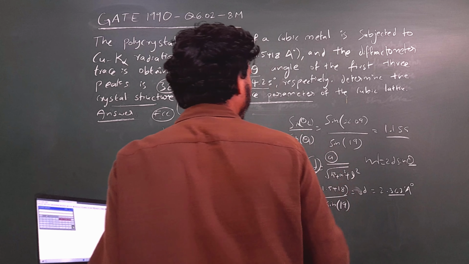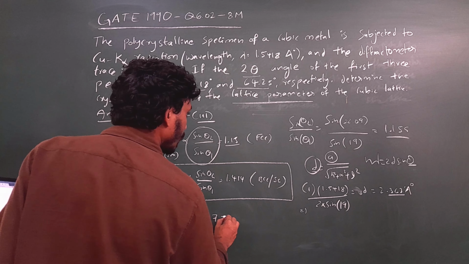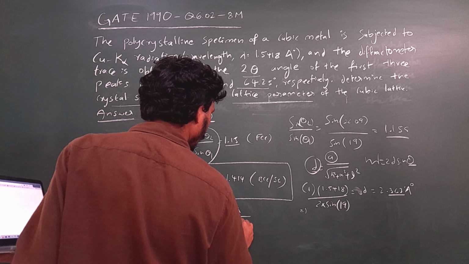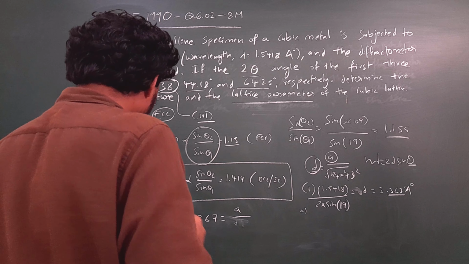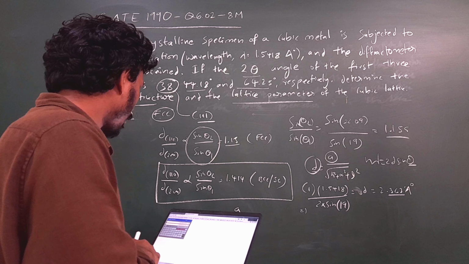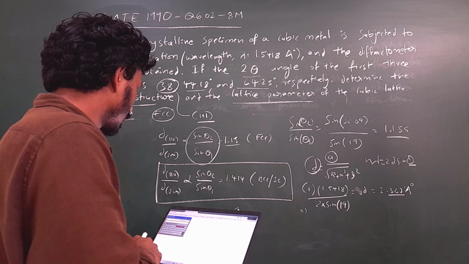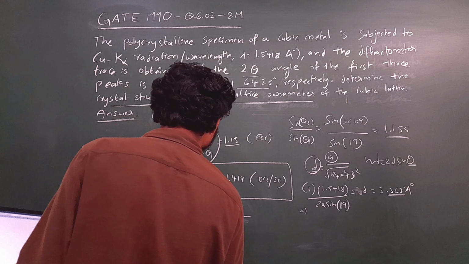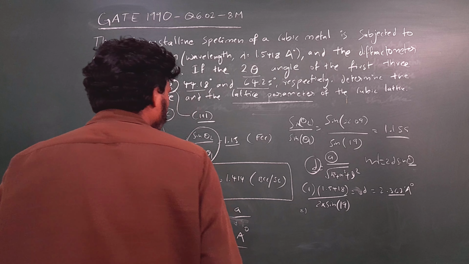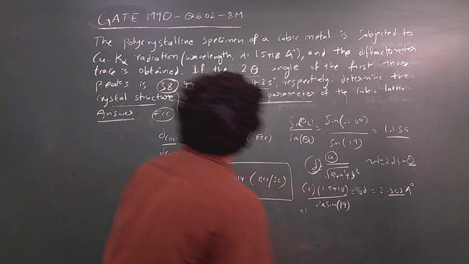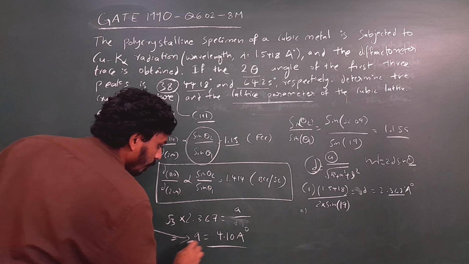Now we need to put the value in our general formula. So 2.367 is equal to a by root 3. That means a is equal to 2.367 into root 3. Therefore, 2.367 into 1.732 is our a value in angstrom. It is 4.10. Therefore, a is equal to 4.10 angstrom. So our final answer is that the given polycrystalline specimen is of FCC type and the lattice parameter is 4.10 angstrom.